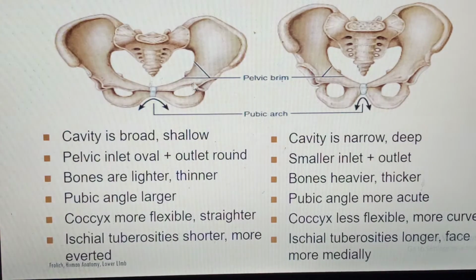Then of course, if you look at the ischial tuberosities, what we find is that in females they are more everted. They are oriented toward the outside, away from the middle of the body. But in the case of the males, they are more inverted. They are more medially oriented. So these are some of the differences that we can have with respect to the male and the female pelvises.